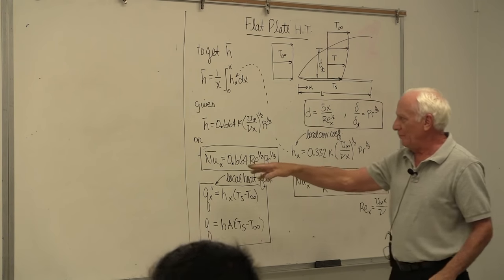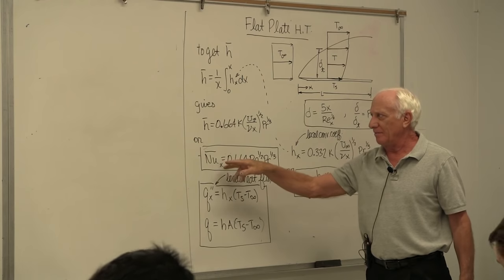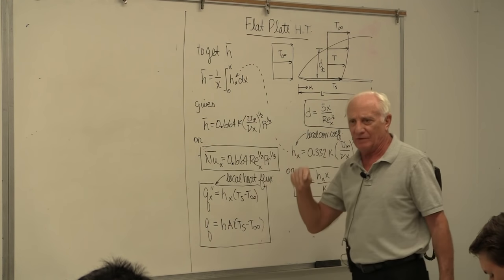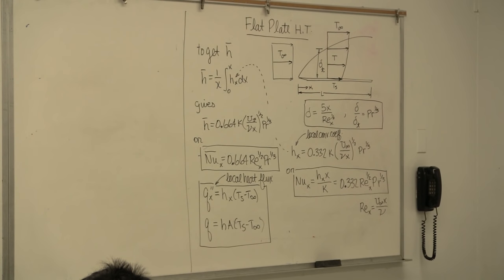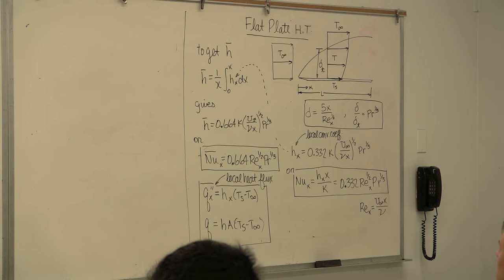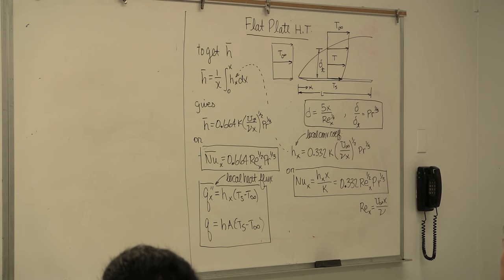You say, well, why do you even use the Nusselt number? Why don't you just use the h equation? Why make life more difficult by defining this thing called the Nusselt number? Well, I told you before, it's because we engineers are in love with dimensionless parameters. Our life revolves around them. We know that.